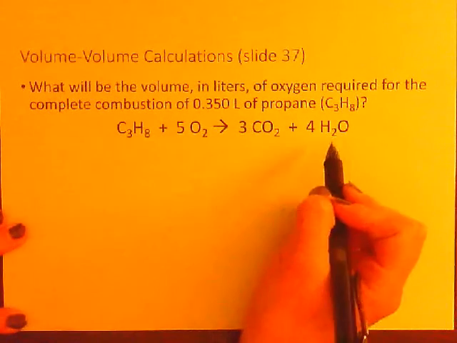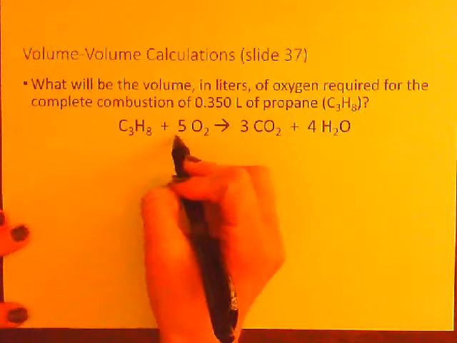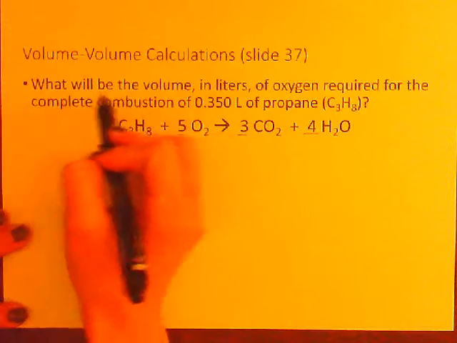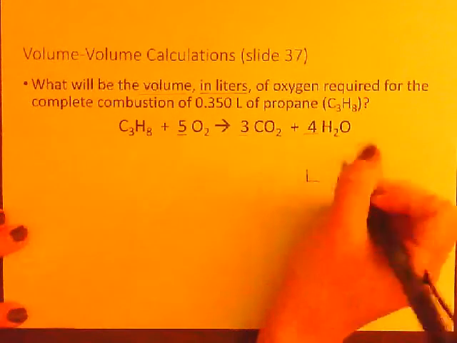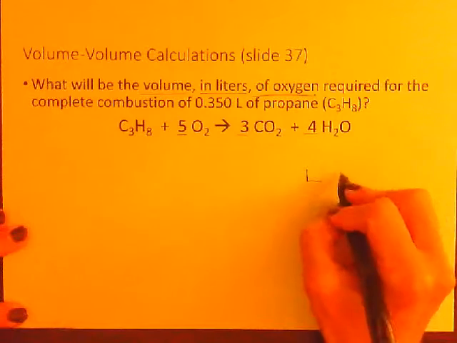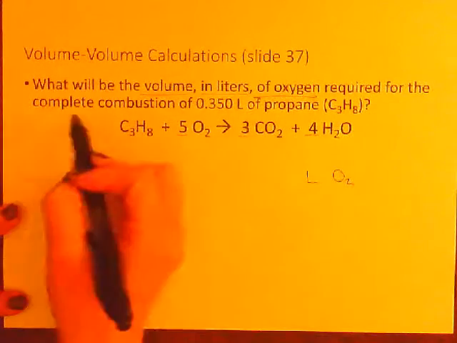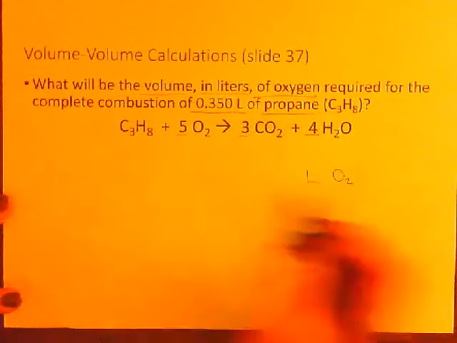We have a balanced chemical equation, which should kind of make us think stoichiometry. Notice those coefficients that are present in front of the different molecules. What will be the volume in liters? So I know that I'm trying to get to liters of oxygen. So I'm going to put that at the end because that's what I'm trying to get to, required for the complete combustion of 0.350 liters of propane.